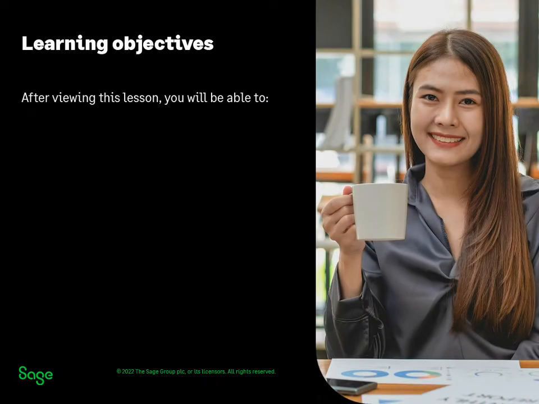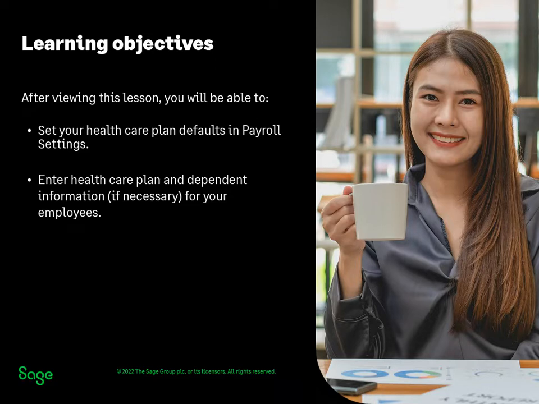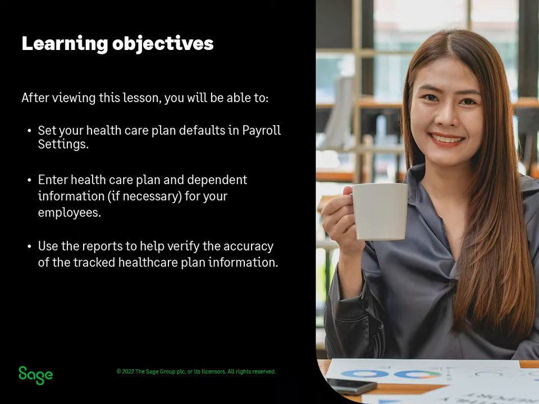Now that you have completed this lesson, you should be able to set your healthcare plan defaults in payroll settings, enter healthcare plan and dependent information if necessary for your employees, and use reports to help verify the accuracy of the tracked healthcare plan information.